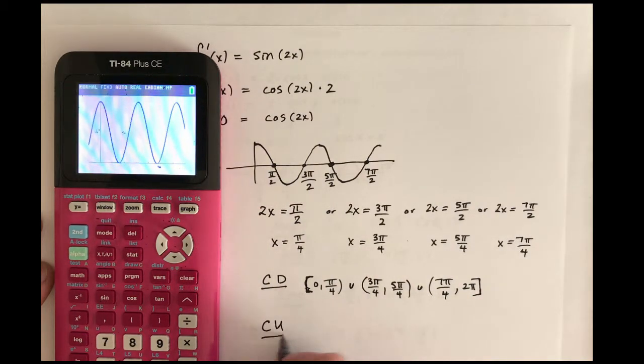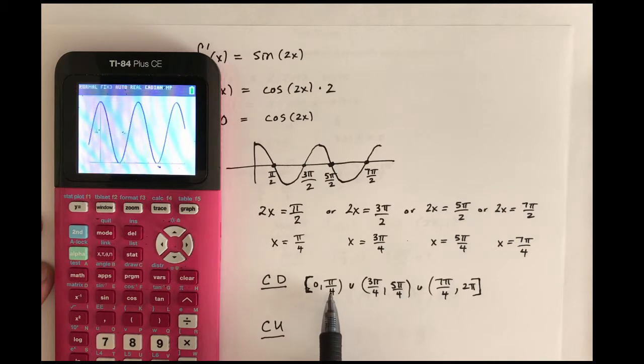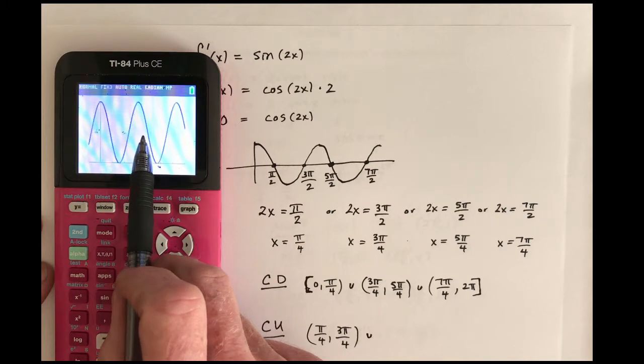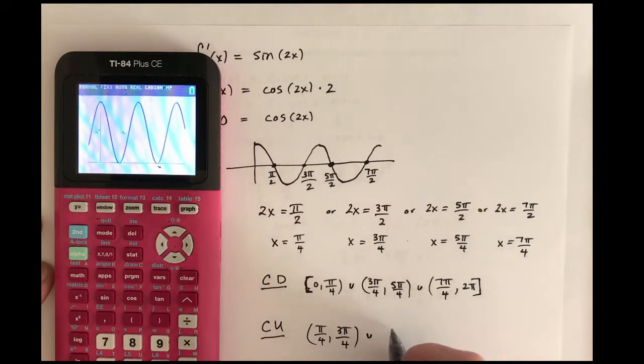And for concave up, that's from pi over 4 to 3 pi over 4. So from pi over 4 to 3 pi over 4. And then from this one, which would be 5 pi over 4 until 7 pi over 4, so this is concave up. And there we go.